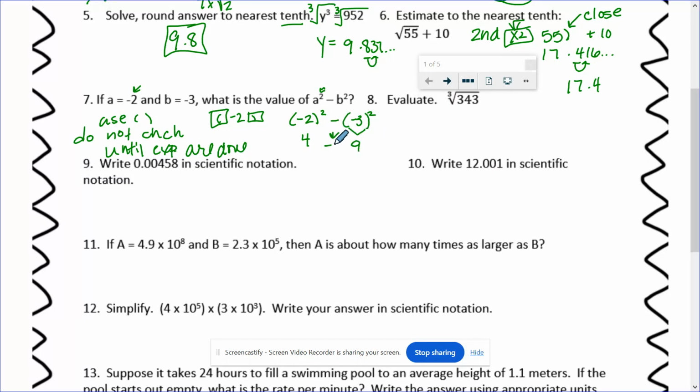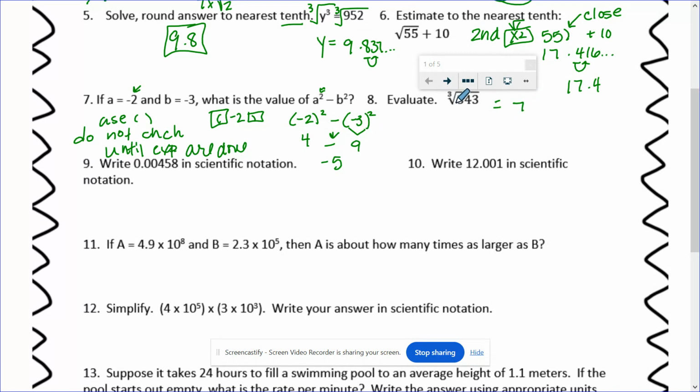Bring down the minus sign. If you want to do your change, you can now. So the answer is negative 5. The cubed root of 343, you're just going to simply put this into your calculator and see what it gives you, and the answer is going to be 7.